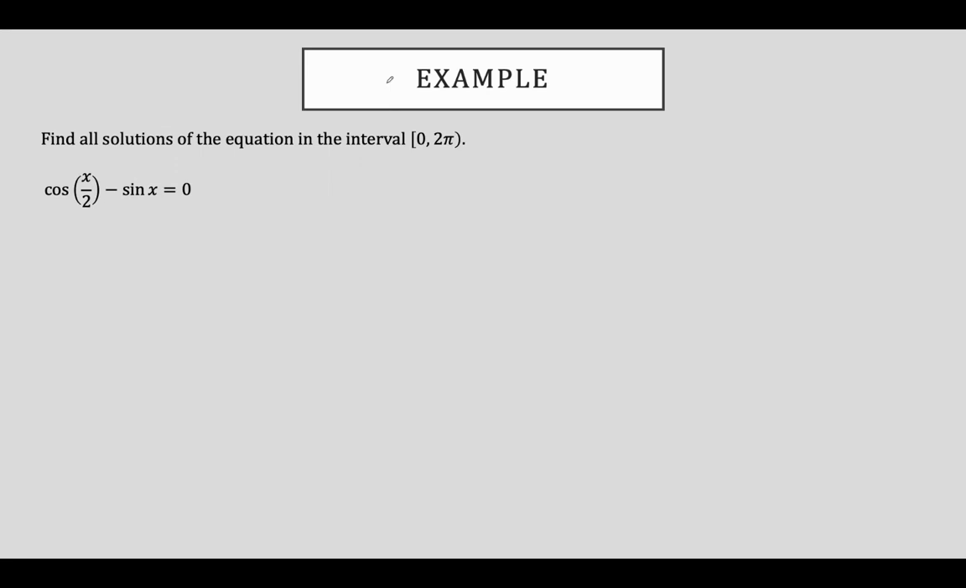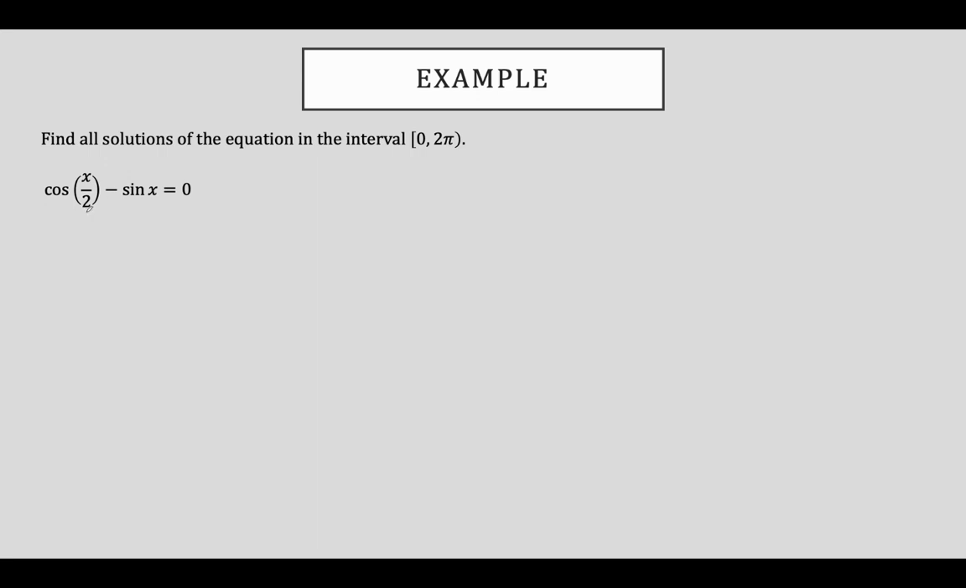So most recently, we've been talking about our half-angle formulas and using them to help us in evaluating trig functions. Well, here's an example where we're going to use a half-angle formula to help us in solving an equation. This particular problem says find all the solutions of the equation in the interval 0 to 2 pi. Here we have the cosine of x over 2 minus the sine of x is equal to 0.